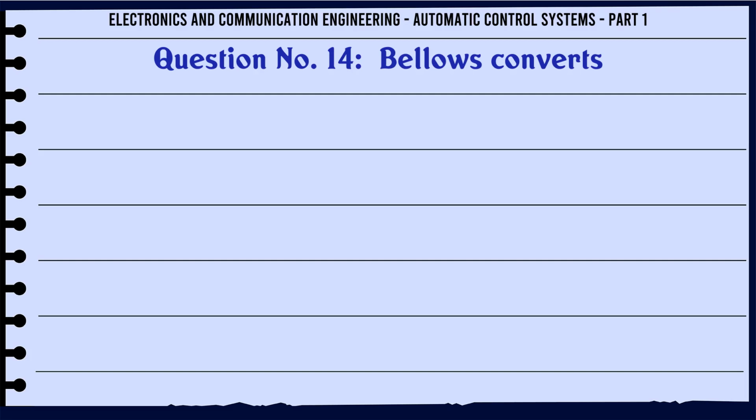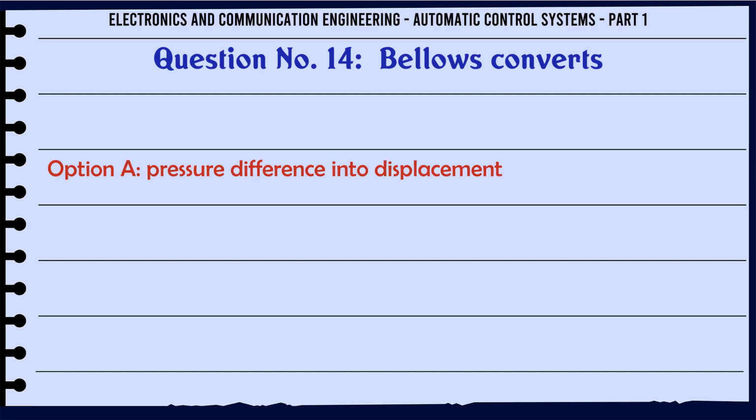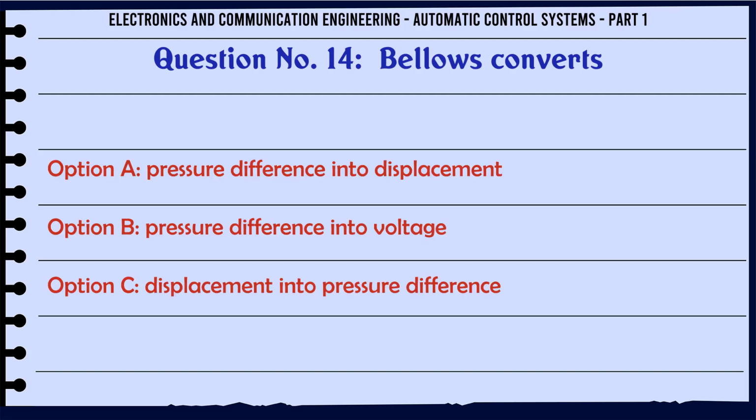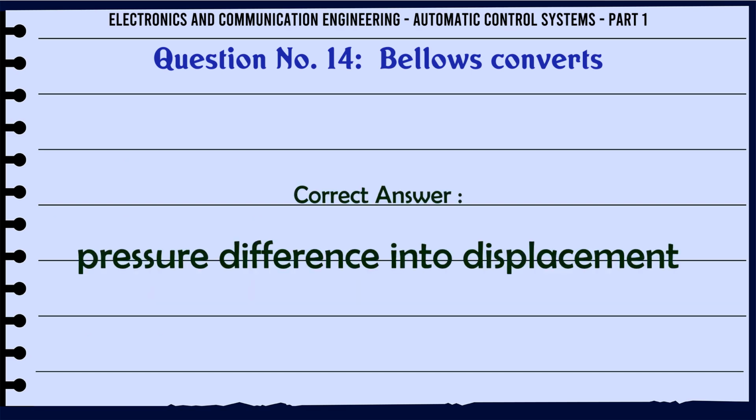Bellows converts A. pressure difference into displacement, B. pressure difference into voltage, C. displacement into pressure difference, D. either A or C. The correct answer is pressure difference into displacement.